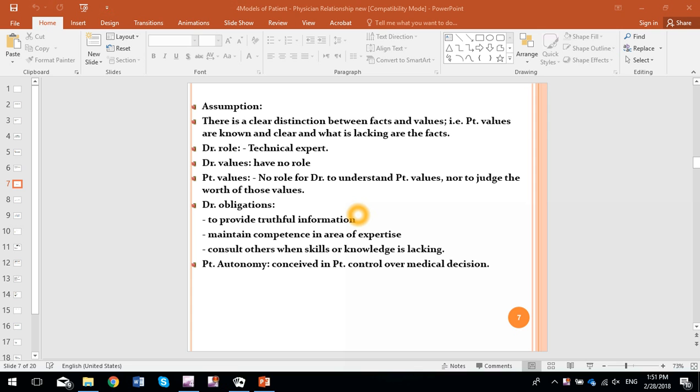In the paternal model, patient autonomy is just a piece of autonomy represented by his agreement to the line of treatment selected by the physician.